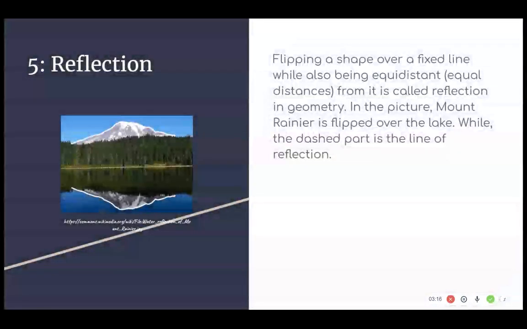Flipping a shape over a fixed line while also being equidistant from it is called reflection in geometry. In the picture, Mount Rainier is flipped over the lake, while the dashed part is a line of reflection.